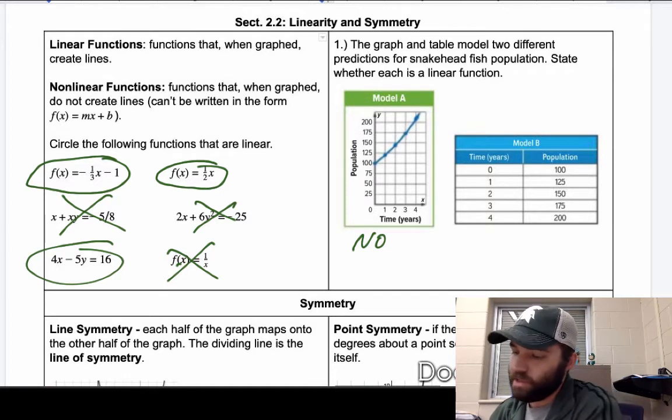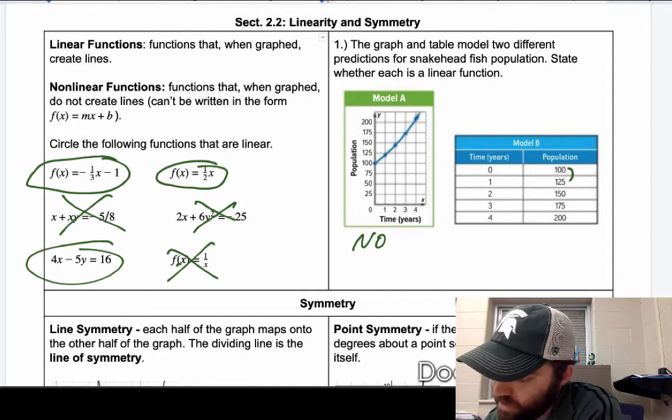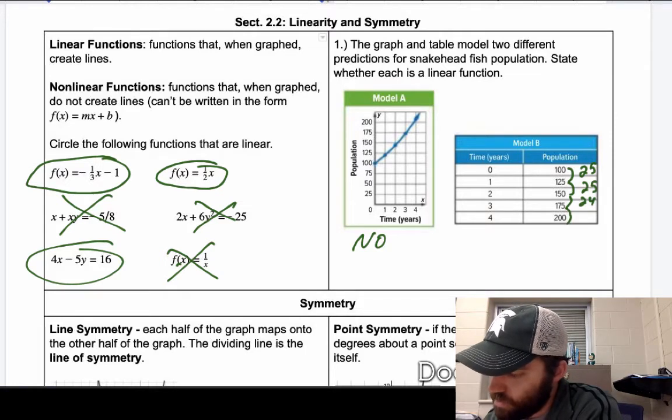Okay, and on the right, we can look at the difference in the population from year to year. So from the first year to the second year, the difference in population is 25. From the second year to the third year, the difference in the population is 25. Same thing here, from second to third, and from third to fourth. Whoops, I think I wrote 24. Try again, 25, and then 25 here.